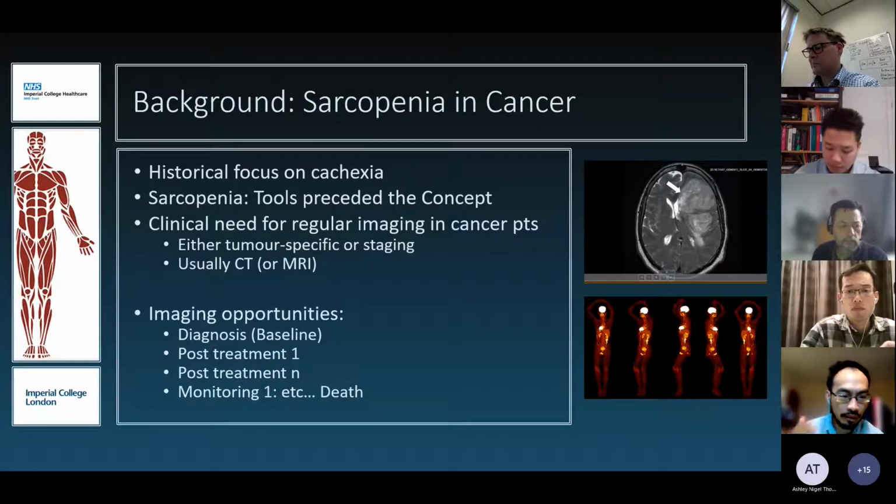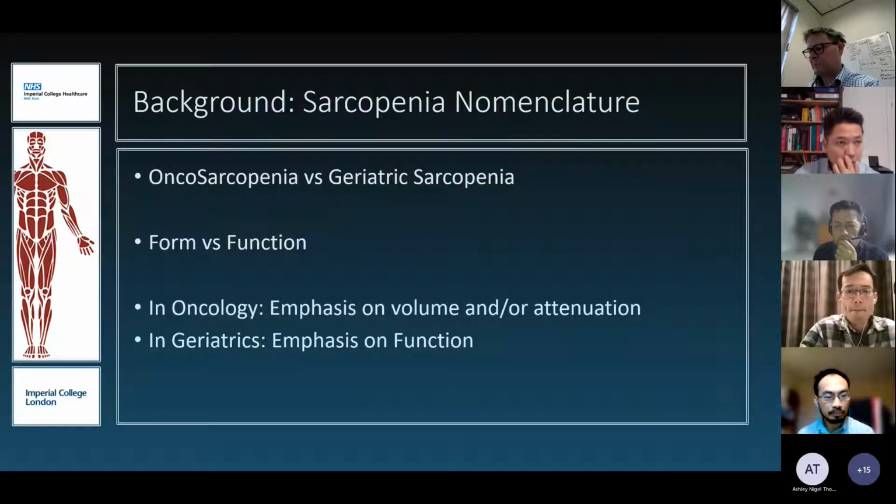So you can imagine there, depending on which cancer type and what kind of approach you're taking, there are a myriad of opportunities for investigating with cross-sectional imaging.